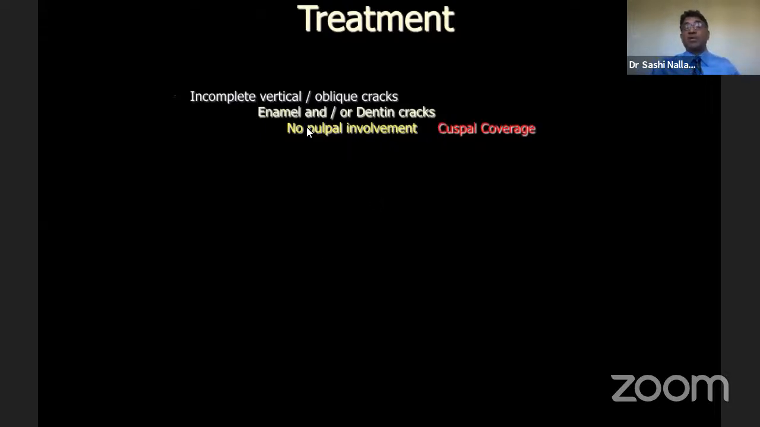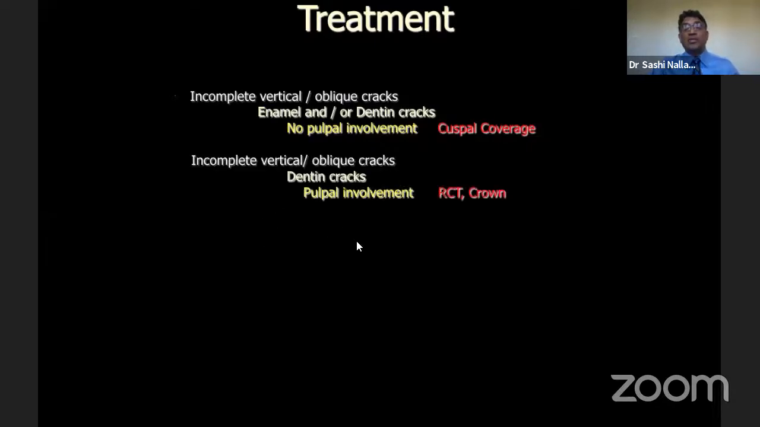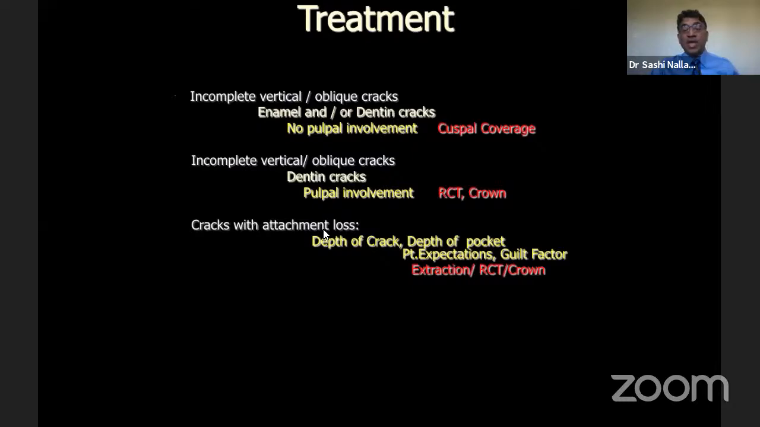In the first type of crack, where there is no pulpal involvement and just a part of the cusp is cracked, then cuspal coverage is a good way to treat it. If there are cracks that have pulpal involvement, then definitely you need to do root canal treatment immediately followed by a crown. That's as important as the root canal treatment itself. Cracks with an attachment loss, the third type, then you have to start discussing the depth of the crack, the depth of the pocket, what the patient's expectations are. Would the patient likely feel guilty if this tooth were to fail down the line, whenever that is? So then you have to discuss whether it is extraction or root canal treatment followed by a crown.